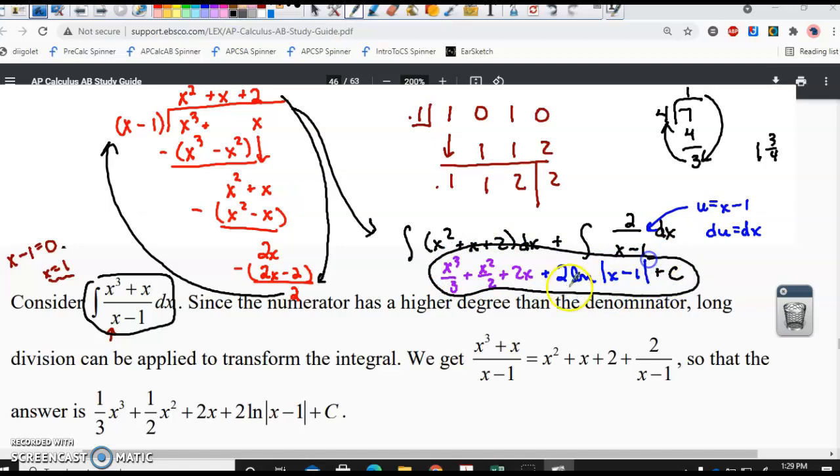Okay, if you want to read through their example, if it makes any more sense, you can. And don't forget, there are also properties of logs where they could kind of hide this. You might see this term as plus ln of x minus 1 squared. I dropped the absolute values because once I square something, it's always positive. And how did I get squared? I brought this coefficient in as a power. So be careful when you get answers with logs.